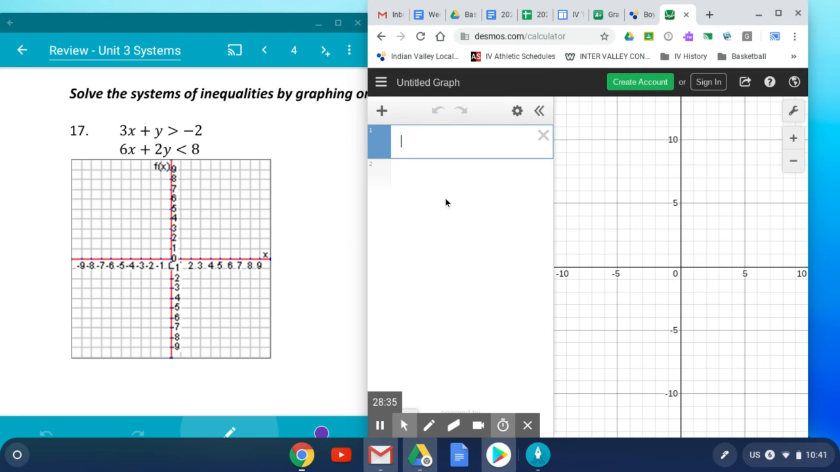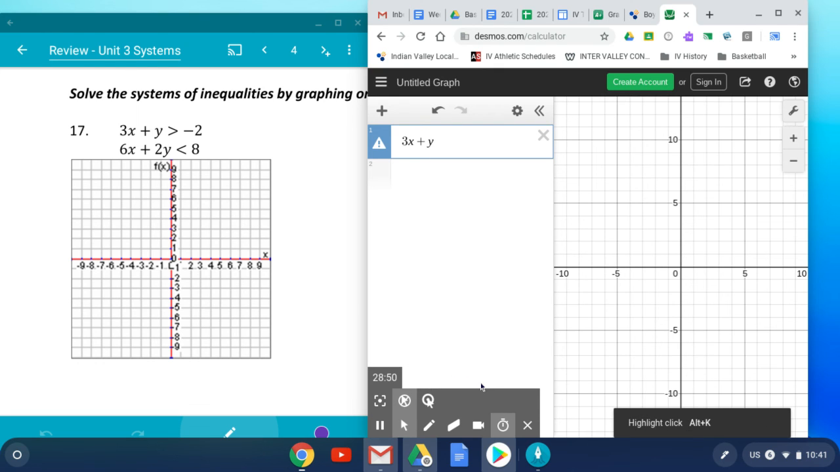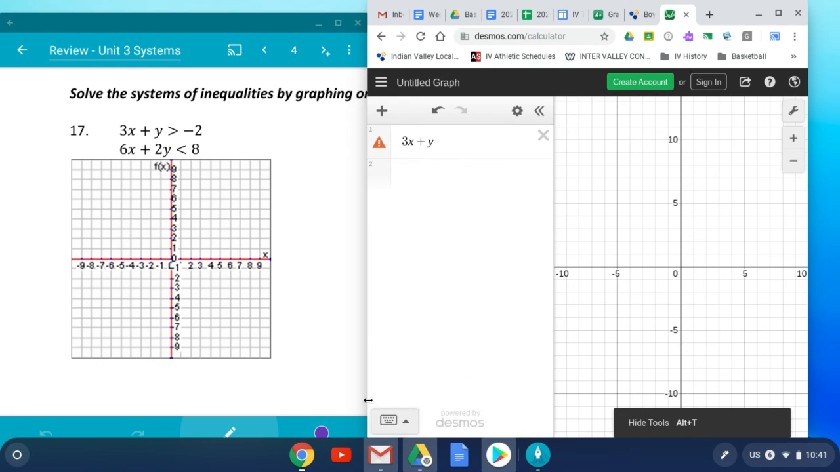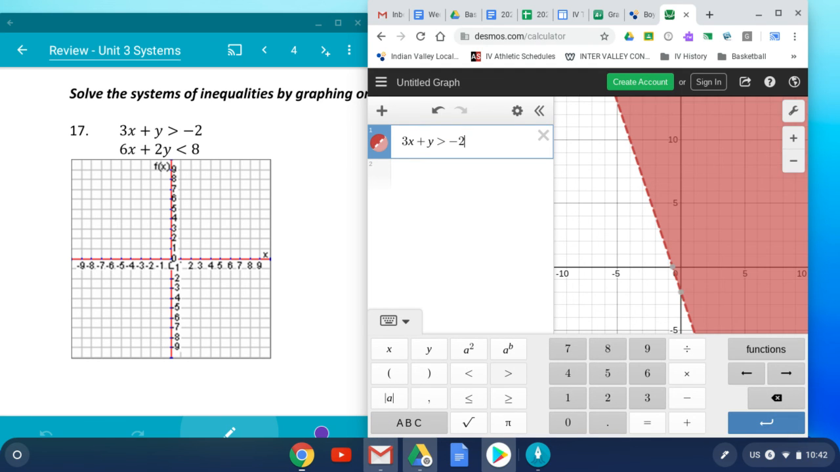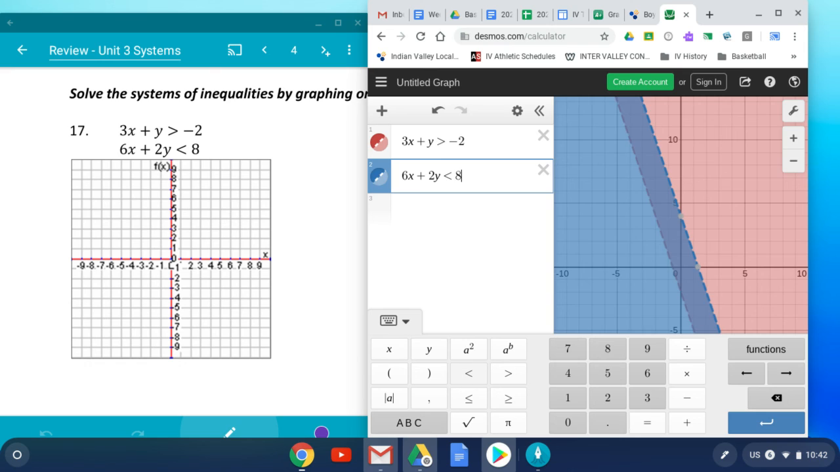Oh, yeah, I did. All right, so the only way to solve systems of inequalities is by graphing, and there's no sense in doing anything other than just using Desmos here. So 3x plus y is greater than -2. And there's my equation. I got to do one more. 6x plus 2y is less than 8.